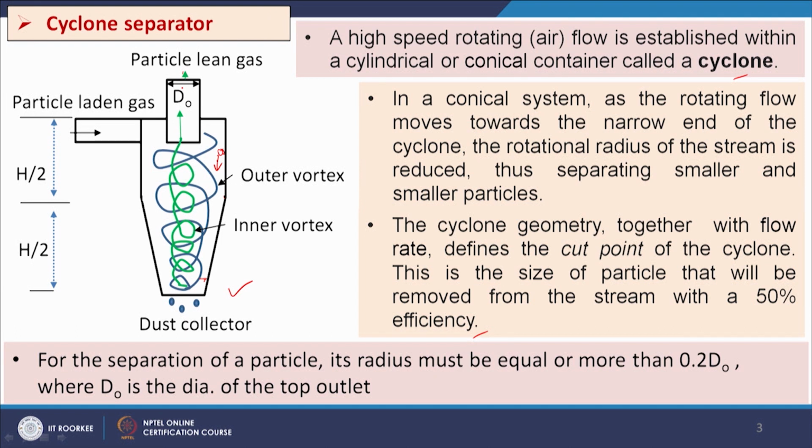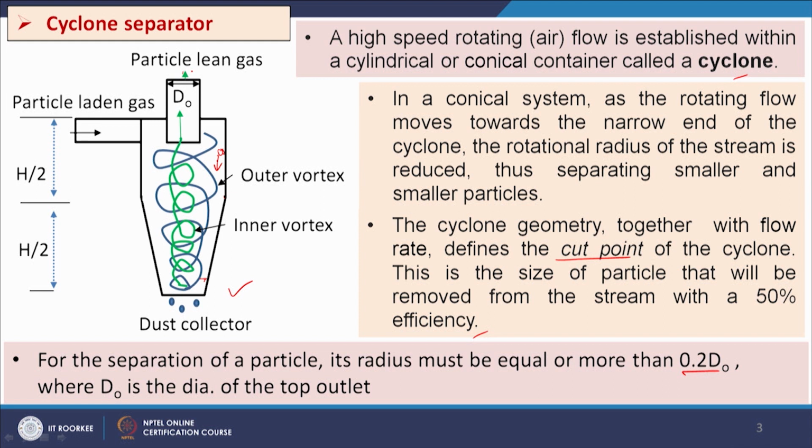Another is that there are a number of particles and a range of particle sizes. So, there will be one particle size above which 50% of the material will be separated. That is the cut point or cut diameter as per the definition for a cyclone separator. And for the separation of a particle, its radius must be equal to or more than 0.2 Do. This is the Do through which the gas is going out from the separator.